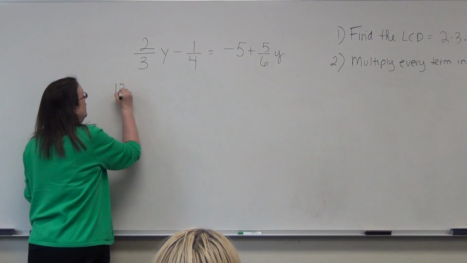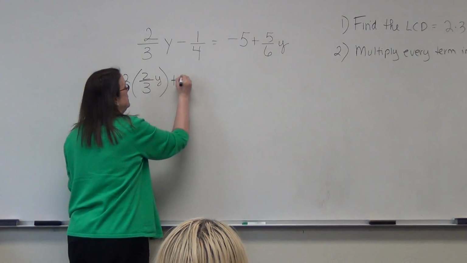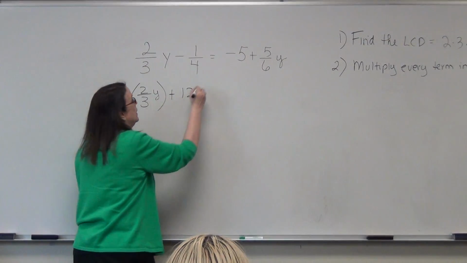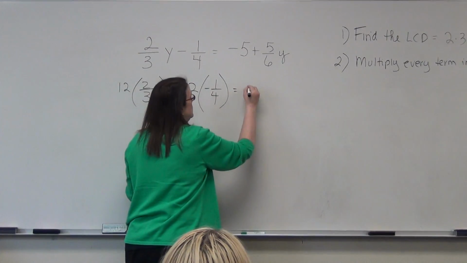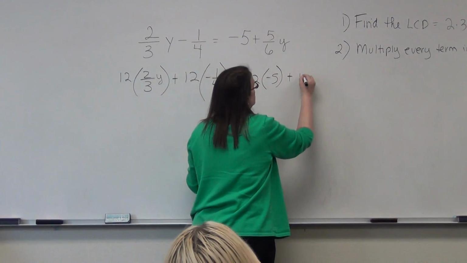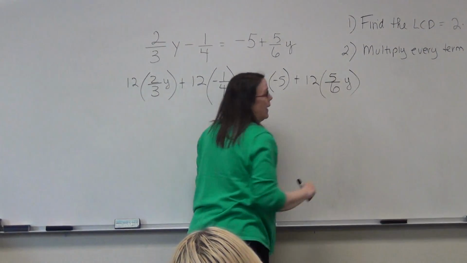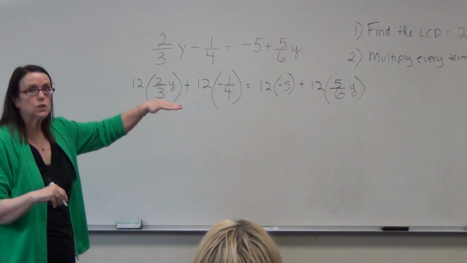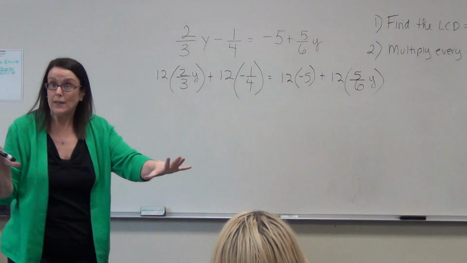So this is 12 times 2/3 y plus, I always put a plus there because I'll get my negative when I get the number, plus 12 times a negative 1/4 equals 12 times a negative 5 plus 12 times 5/6 y. That's pretty simple, right? So we just took every single term and multiplied it by the least common denominator. Now I don't really want you to do that multiplication yet, okay?